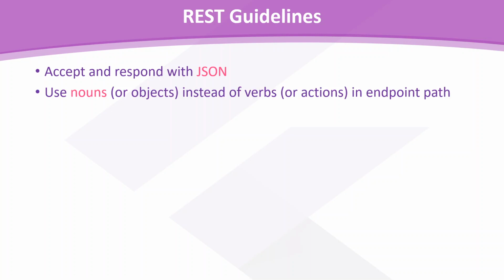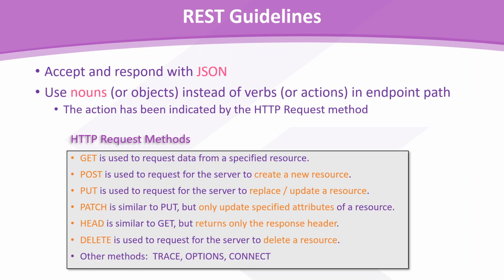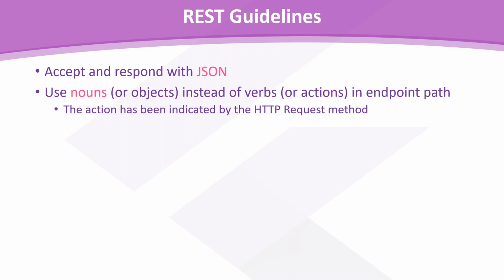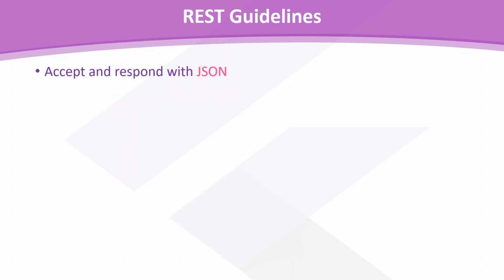Second, when we define our endpoint, which is the URL, use nouns, which indicate objects. We prefer objects rather than actions. So, use nouns instead of verbs. Okay, why is that? This is the reason: because the action has already been indicated by the HTTP request, right? So we no longer need to specify our action inside our URL.